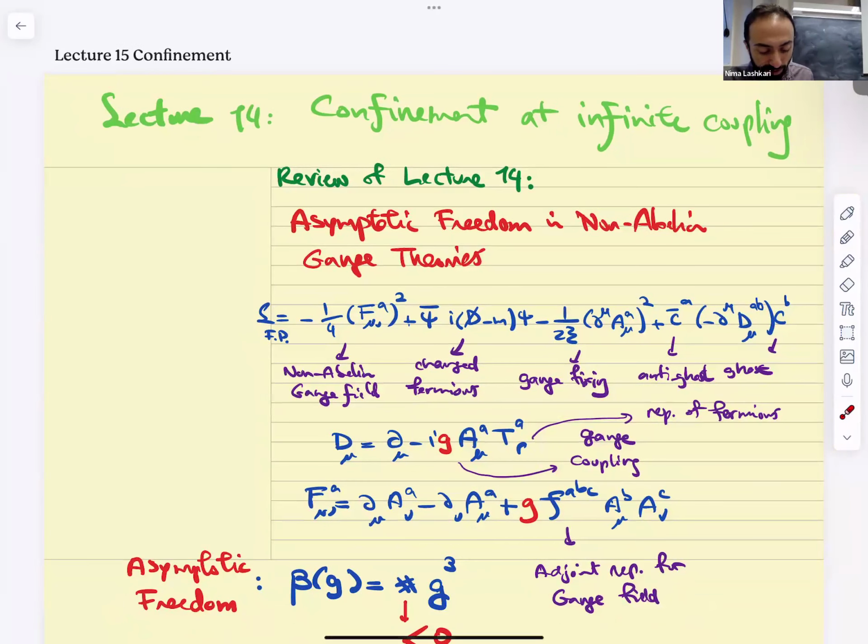I'm going to start reviewing it. So here's the Lagrangian, the Faddeev-Popov Lagrangian for non-abelian gauge theory. This is the standard Yang-Mills non-abelian gauge theory term. Charged fermions coupled to these gauge fields. There's a gauge fixing term. There's a ghost anti-ghost term that had to do with exponentiation of the determinant that popped out of the change of the variables in non-abelian gauge theories.